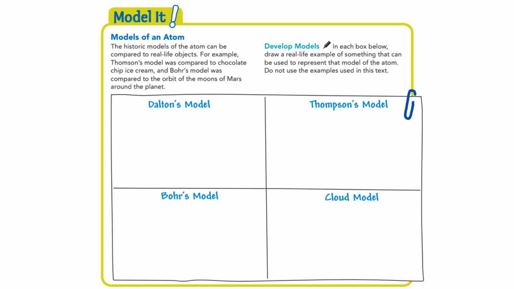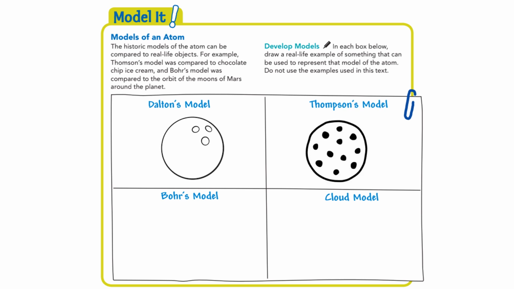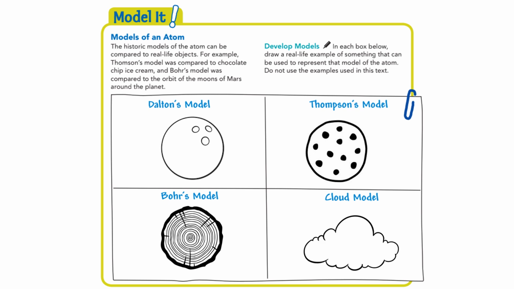So, for Dalton's model, we could use a bowling ball. For Thomson's model, we could use a chocolate chip cookie. For Bohr's model, a wood cookie, which is what you call a slice of wood, or anything that really has rings to it. And then for the cloud model, we can just use a cloud because that's what it's showing us, that the electrons are in clouds and not in rings or circles.